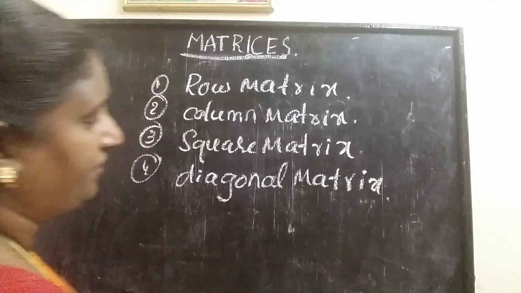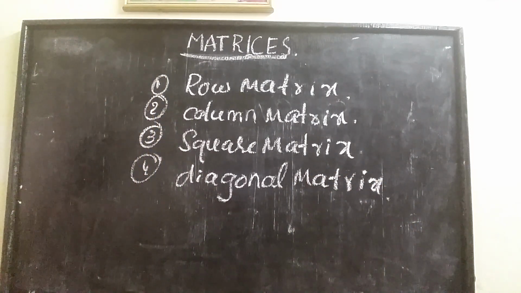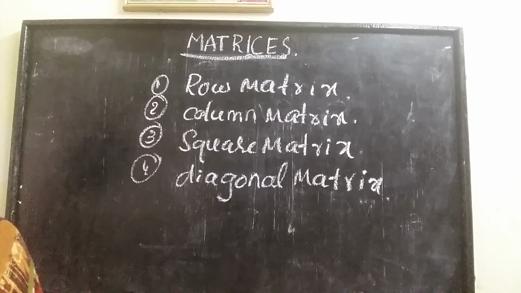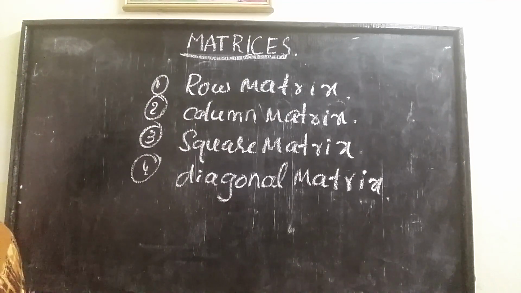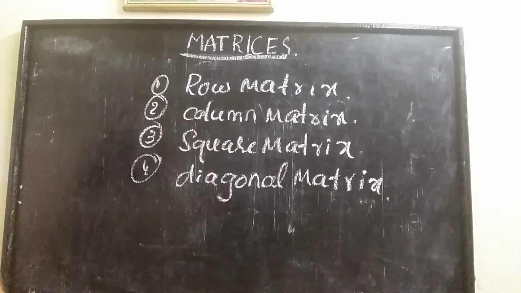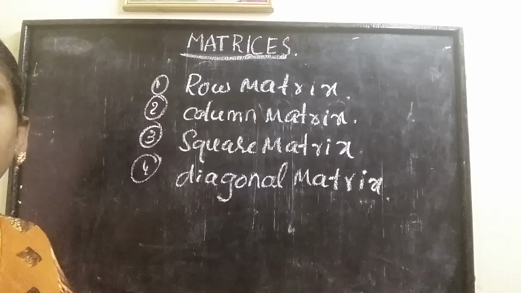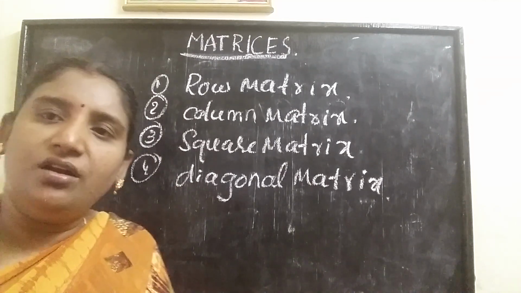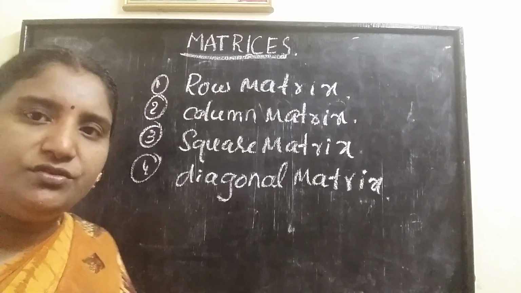What is a diagonal matrix? A square matrix is said to be a diagonal matrix if all its non-diagonal elements are equal to 0.